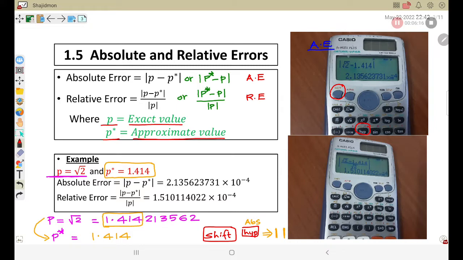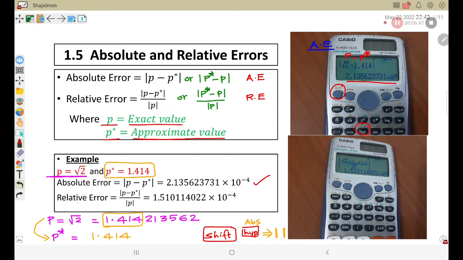Then you can write the p number, the exact number √2, minus p star number, the approximate number, correct? That is 1.414. Don't forget to put the absolute symbol, otherwise sometimes you will get a minus number. We need a positive number. So you will get the answer 2.135623731 multiplied 10 power minus 4. This is the absolute error in the calculation, absolute p minus p star.